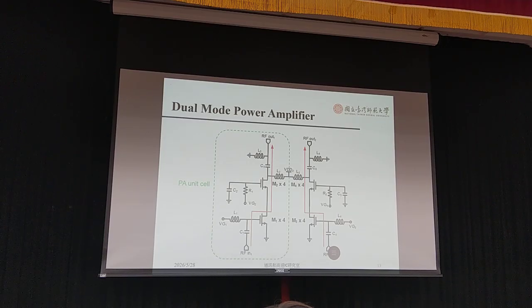Now let us look at the power amplifier. The PA supports two operation modes. In high power mode, both amplifiers work together to provide higher output power. In low power mode, only one path is active. This reduces power consumption. And this is practical because wireless transmitters do not always need maximum output power.